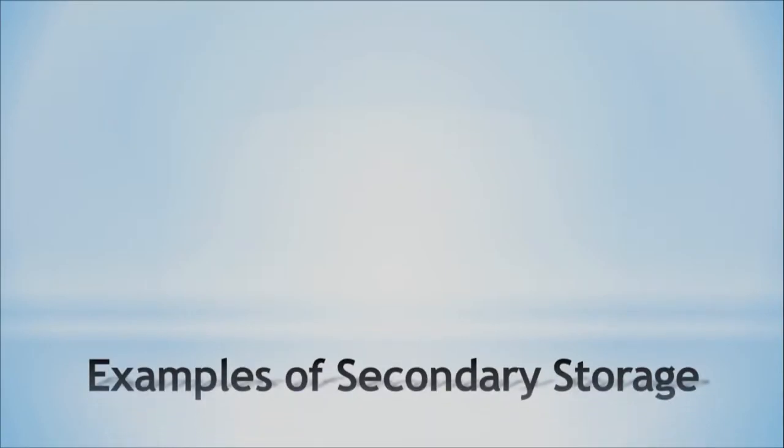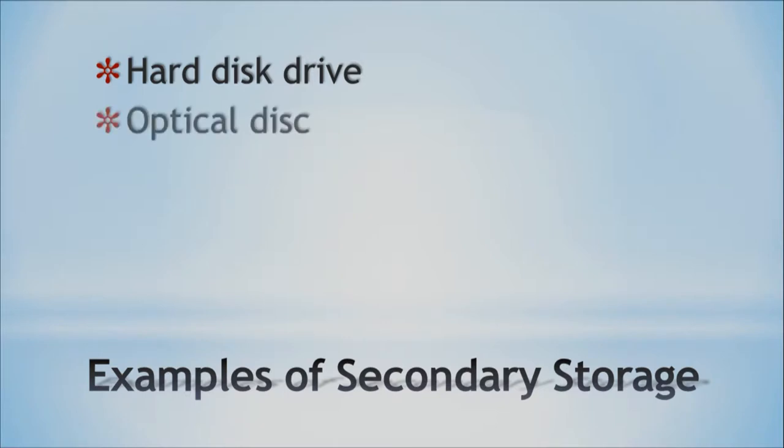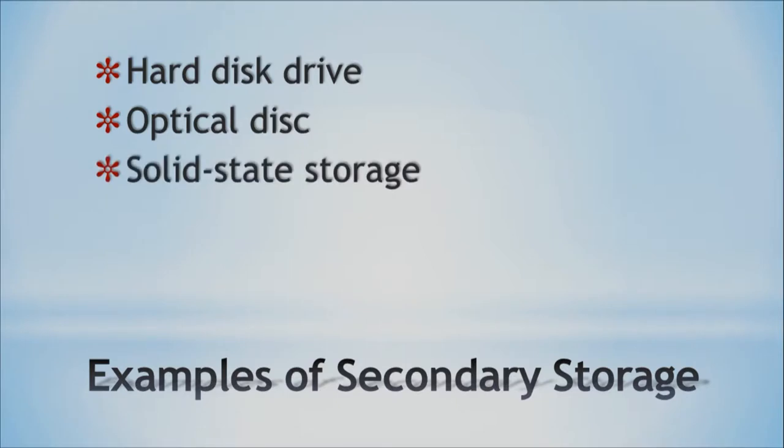Let's mosey on here and see what else we got. Let's get some examples. You're like, hey, what's going on? Well, one thing is a hard disk drive. That's an example of secondary storage. And then the optical disk. Also, we've got solid state storage. And then cloud storage. You might think you're in the wrong class now. No, we're not talking about the weather. We're talking about computers.